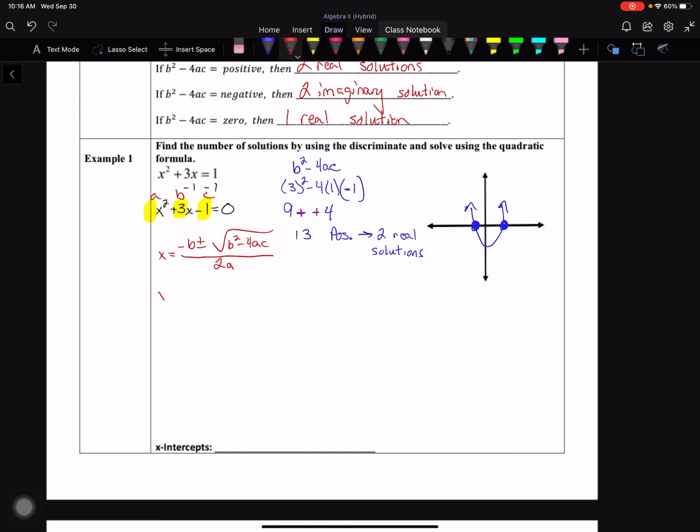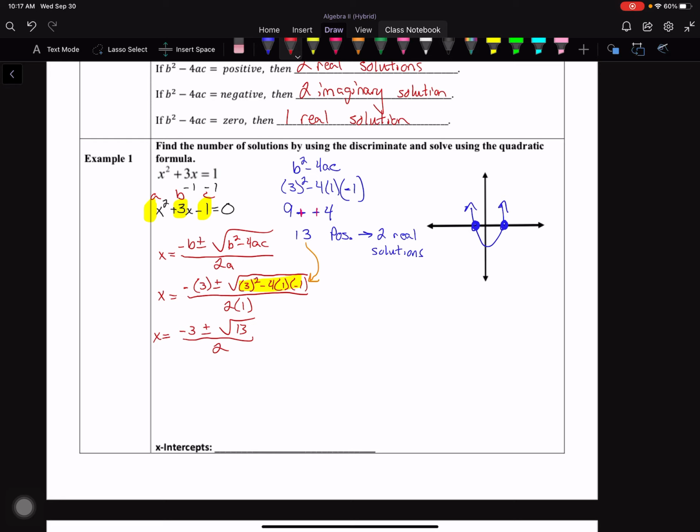So plugging in the values now. We have negative b, which is negative 3, plus or minus the square root of, we did this part already, but I'll fill in the values first. 3 squared minus 4 times 1 times negative 1, that's a and c, divided by 2 times 1. All right, so we can clean this up. So negative 3 plus or minus, like I said, we did this part already right there. So we know what the discriminant is. It's just 13 divided by 2.